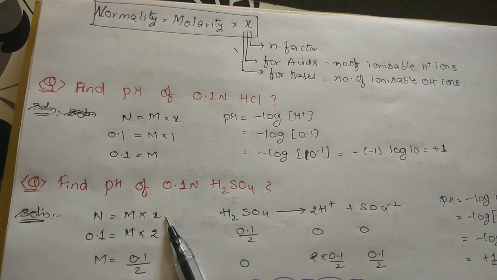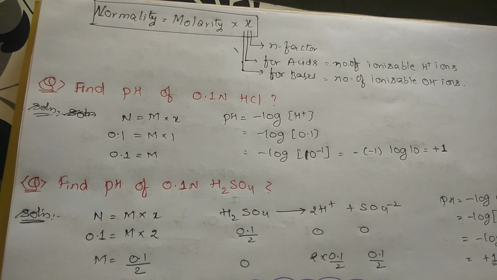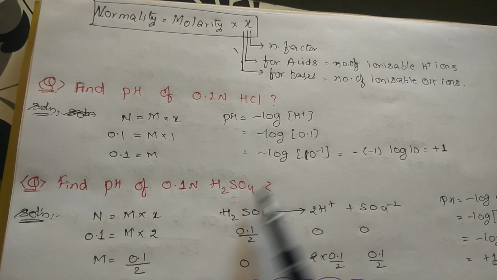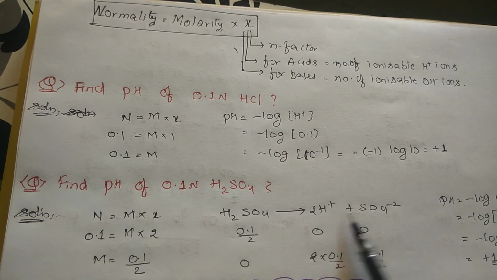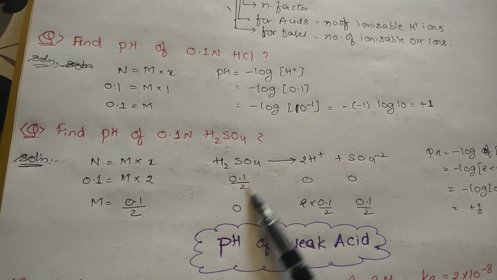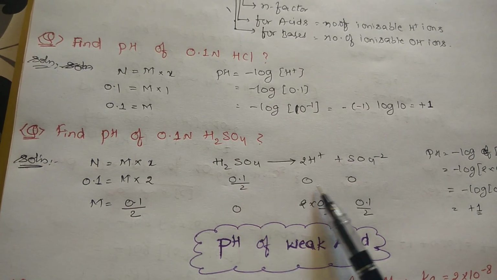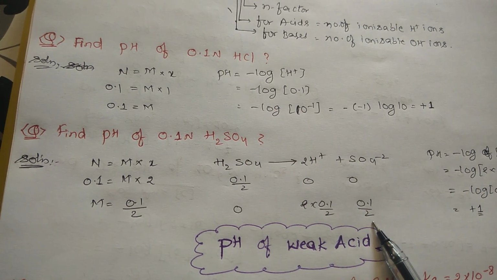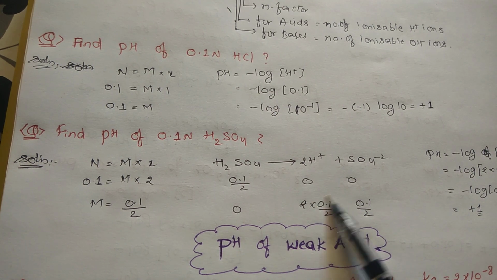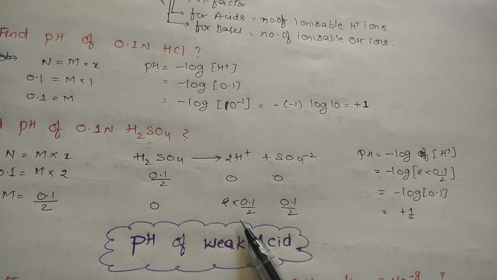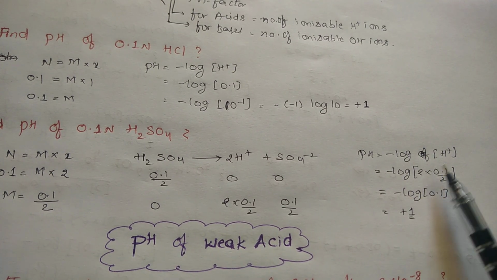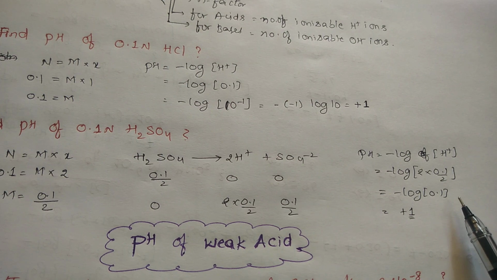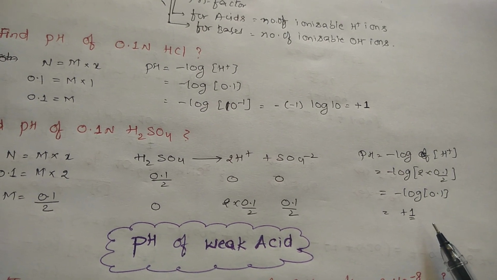In the same way, try this: pH of 0.1 normal H2SO4. Normality is equal to molarity into X. X is here how much? 2. So molarity will be 0.1 by 2. You can't apply directly for this because this is not monobasic. So H2SO4 gets converted into 2H plus plus SO4 minus 2. Concentration of H2SO4 is 0.1 by 2, so H plus is 2 into 0.1 by 2. pH is equal to negative logarithm of H plus concentration. 2 will be cancelled, so negative log of 0.1, that is 10 power minus 1, will be equal to 1.